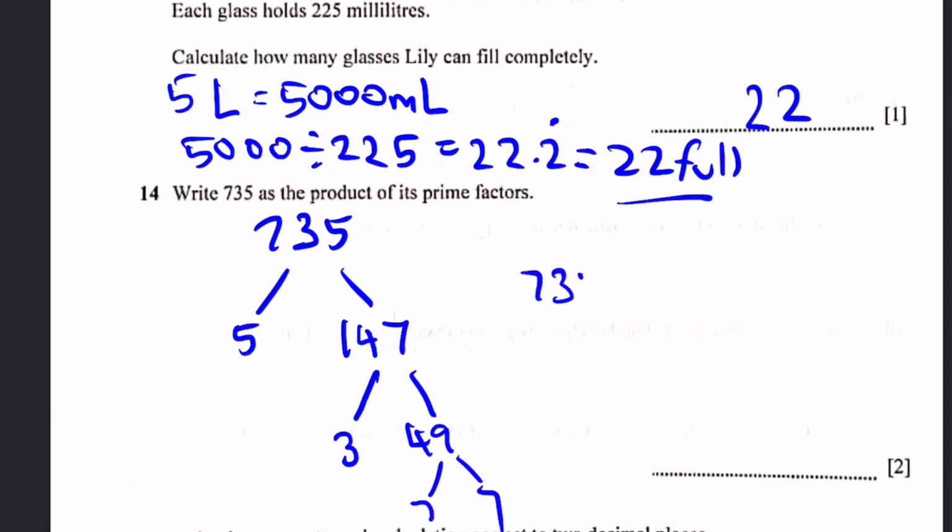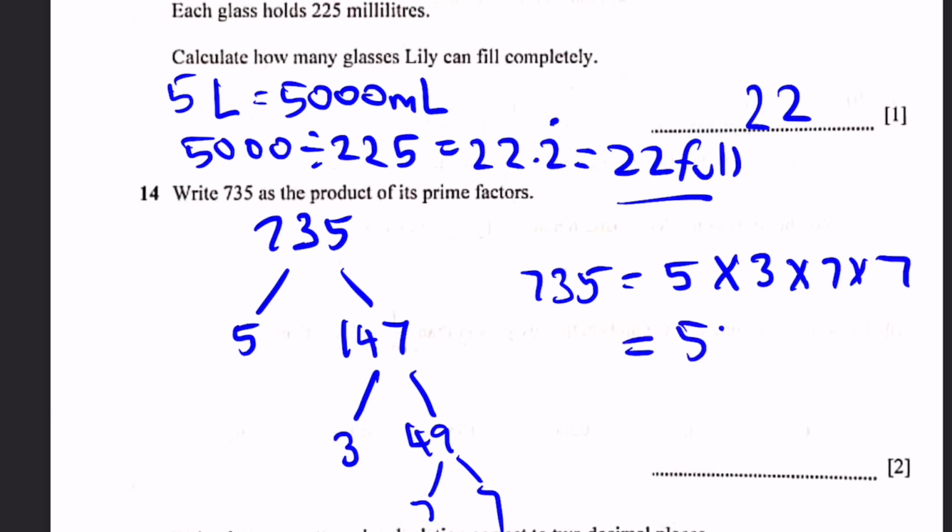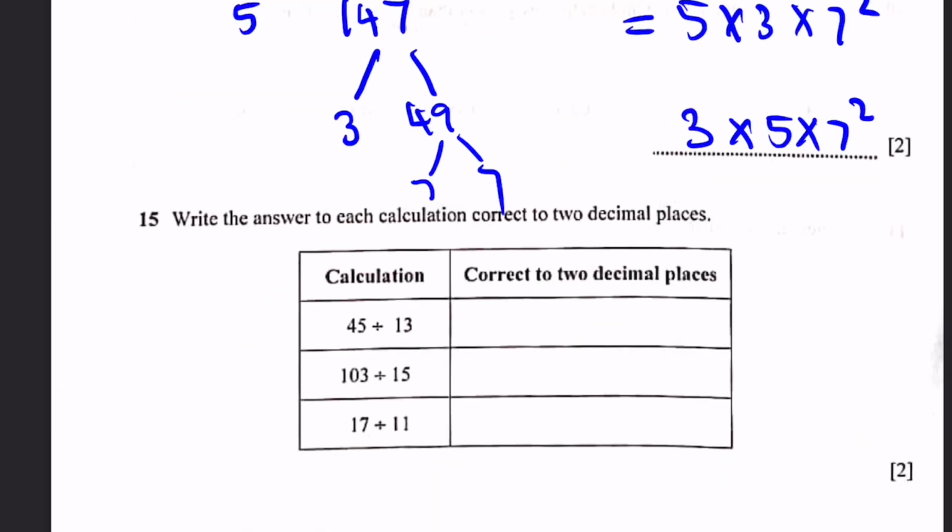Therefore 735 equals 5 multiplied by 3 multiplied by 7 multiplied by 7, which is equal to 5 multiplied by 3 multiplied by 7 squared. If you were to write this in numerical order, 3 multiplied by 5 multiplied by 7 squared. That's the answer.